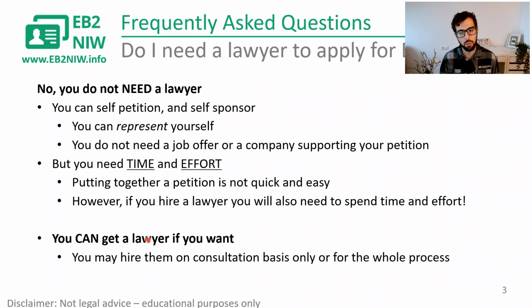So you can get a lawyer if you want, and you may hire them on a consultation basis. Imagine that you want to do this by yourself. You are a do-it-yourself EB-2 NIW applicant, but you have certain things in your profile that are a little bit complicated, not very straightforward. You don't find convincing information out there. You can hire a lawyer for half an hour, for an hour, whatever you negotiate with them, and ask those questions that you need an answer to. That's a consultation, or more than one.